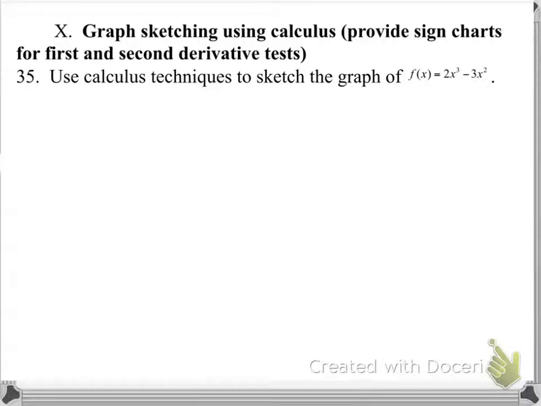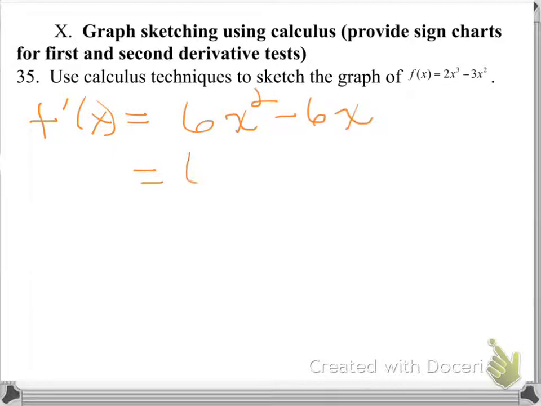Okay, in this problem, number 35, we're going to be using our calculus techniques to sketch this graph. So that means sign charts. So let's go ahead and start doing that. Take your first derivative, and you get 3 times 2 is 6, 6x squared minus 6x, once again. And I'm going to pull out a 6x, and then that's going to be x minus 1.